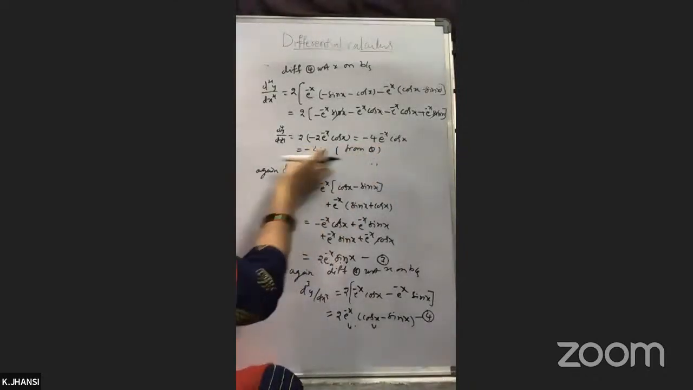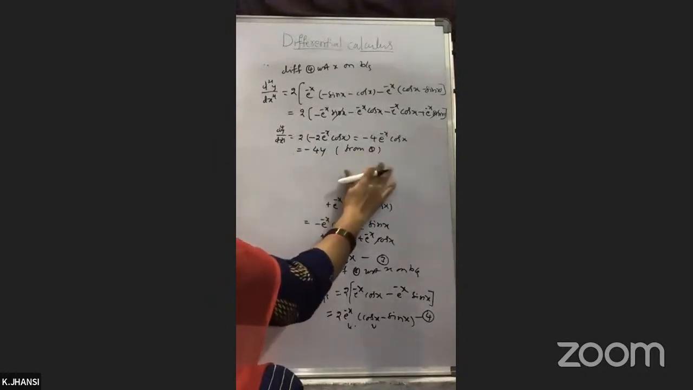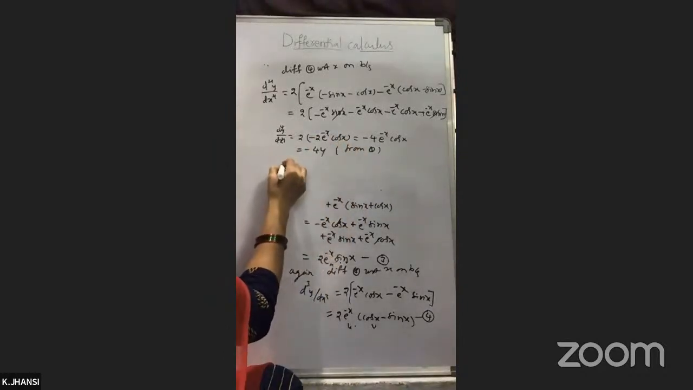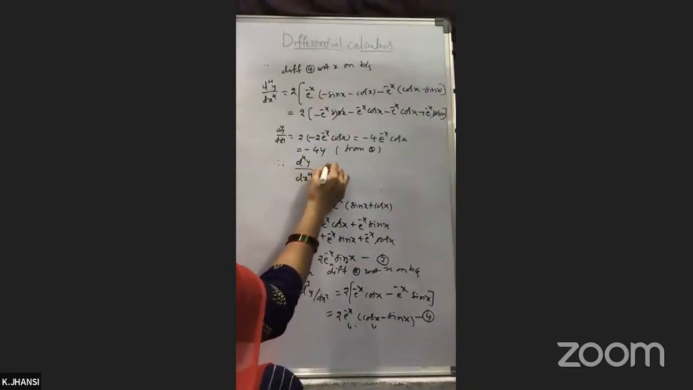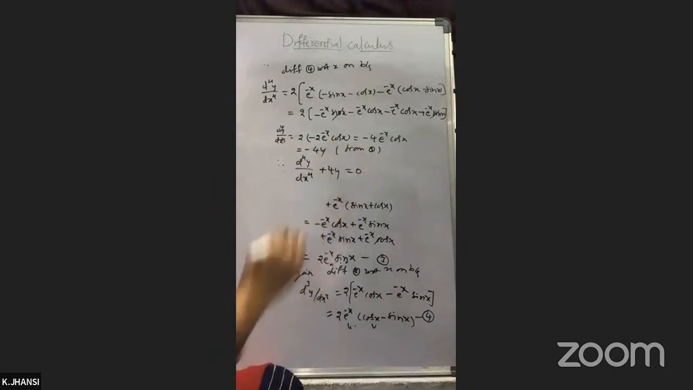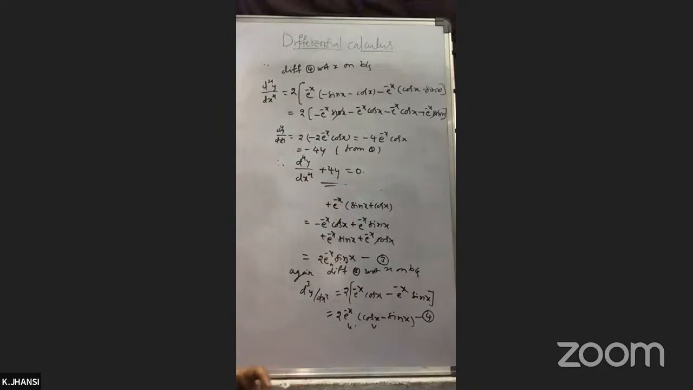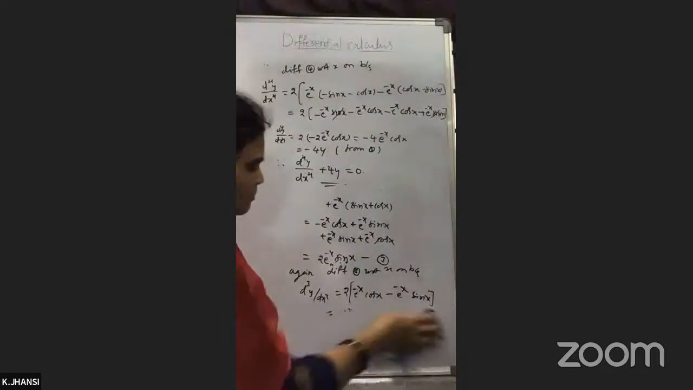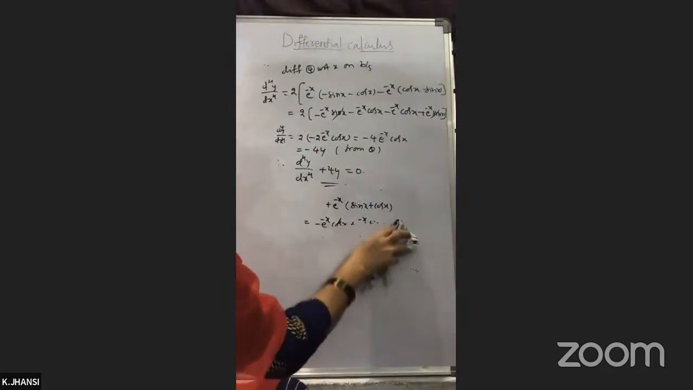That is d to the power of 4 y by dx to the power of 4 plus 4y equals 0, we have to show. Therefore, d to the power of 4 y by dx to the power of 4 plus 4y equals 0. Whatever is given in the question, we have got the answer. So like this, if it is given 4th order, 3rd order, 2nd order, or any order, the procedure is the same. You have to follow this and solve the problem. Such type of problems you will get for the 5 marks question in section A.